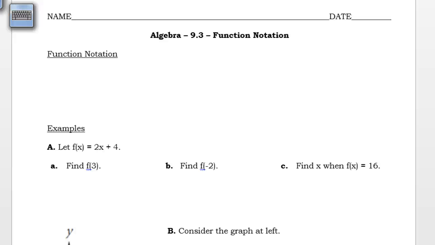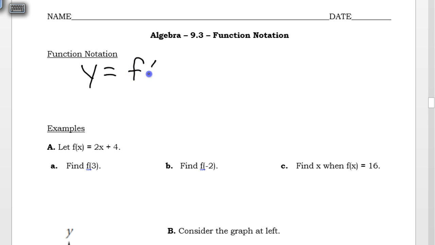This is Algebra Lesson 9.3, Function Notation. So whenever we write equations, we have a tendency to start them with y equals mx plus b, y equals 12 plus 4x, y equals 4x squared minus 7x minus 7.